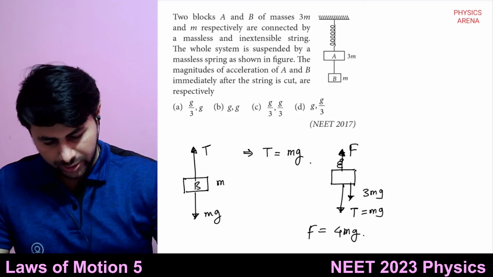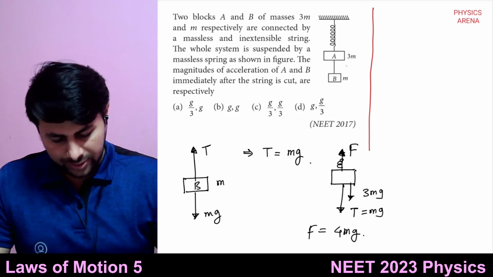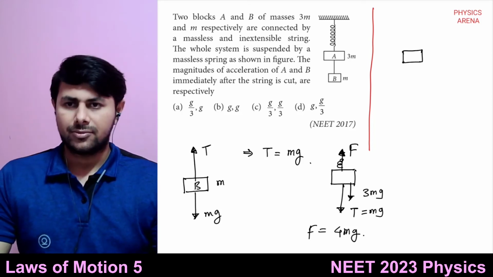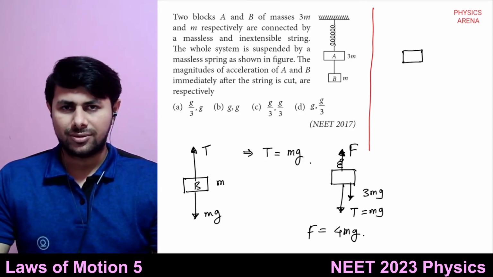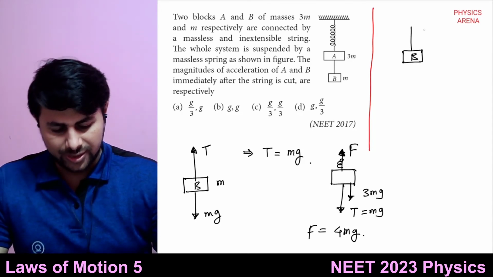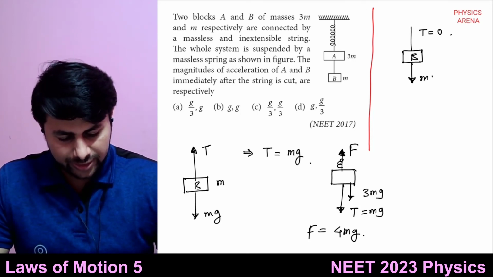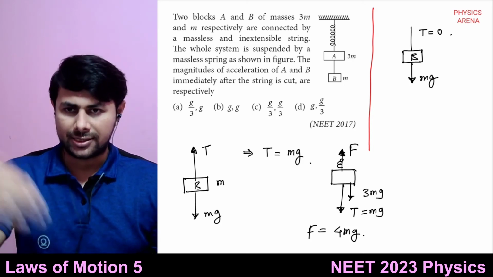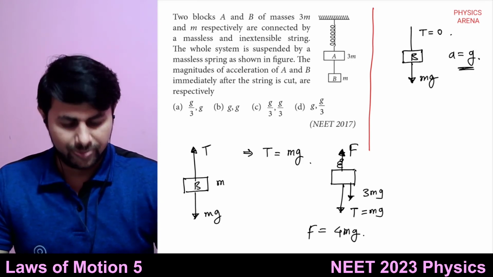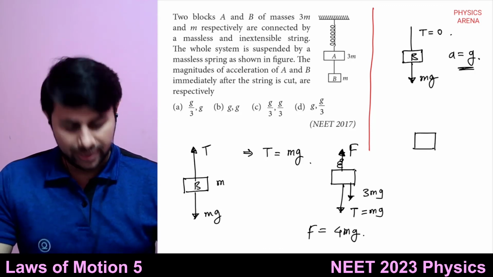And now you are cutting this string. So when you cut the string, what will happen to this mass? This is mass B. When you cut the string, there is no tension, T becomes equal to 0. So there is only one force, which is mg, and therefore it will accelerate freely under gravity. So acceleration is equal to g for B.